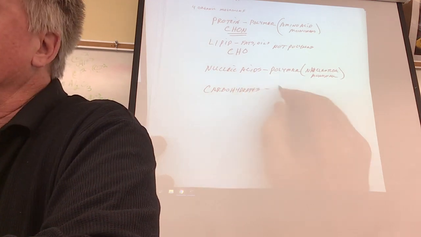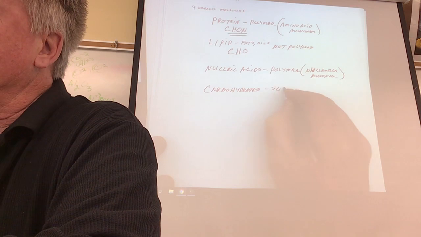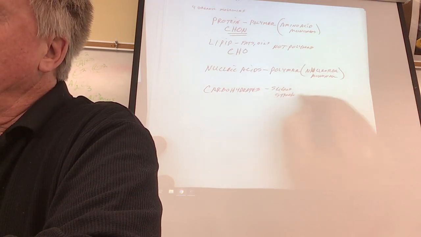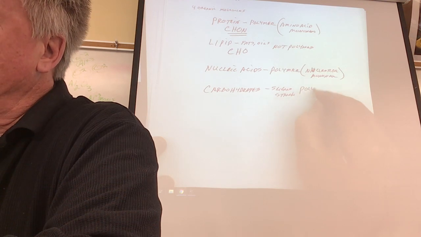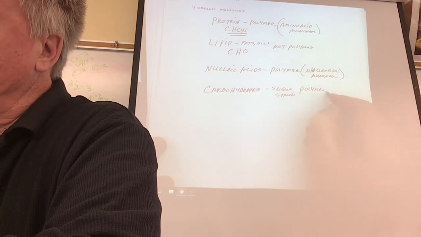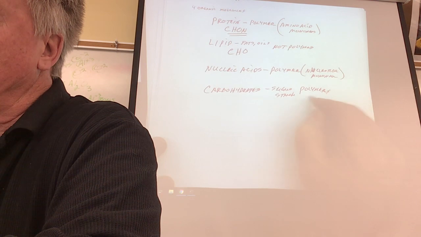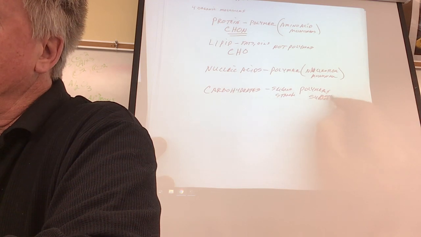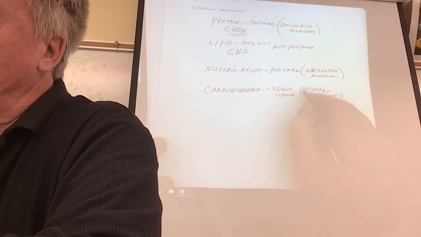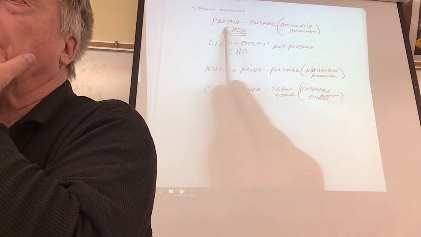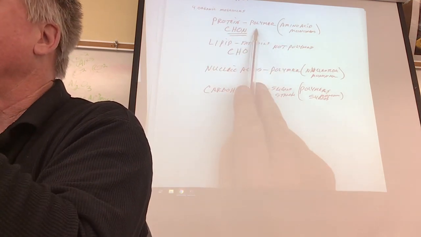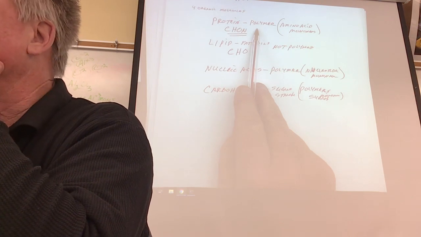Now, carbohydrates are your sugars and starches, but they are polymers. Most of them are polymers, and the monomers are sugars. Then there are nucleic acids, like DNA. Okay, so one more time. Protein is a polymer, and the monomers are amino acids. So a protein is a long chain of amino acids put together as a polymer.